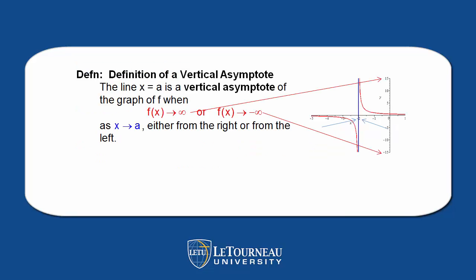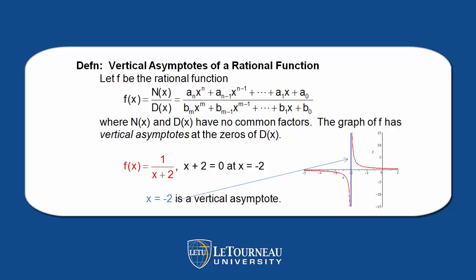Definition: the line x equal to a is a vertical asymptote of the graph of f when f of x approaches infinity or f of x approaches minus infinity as x approaches a, either from the right or from the left. Now we'll be doing a lot of work with that.